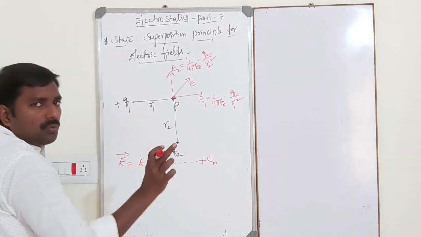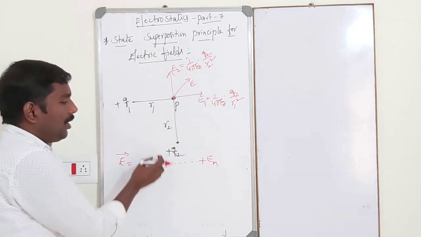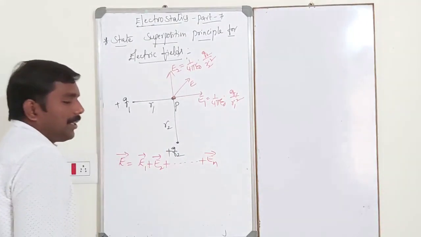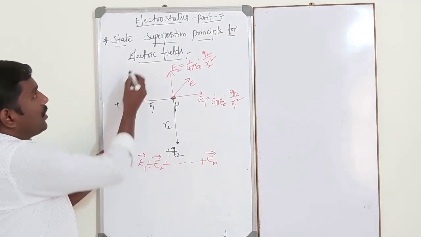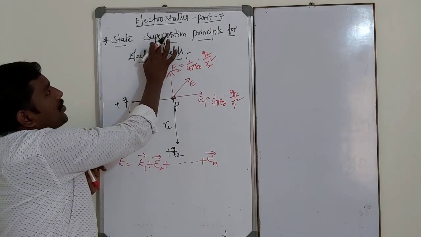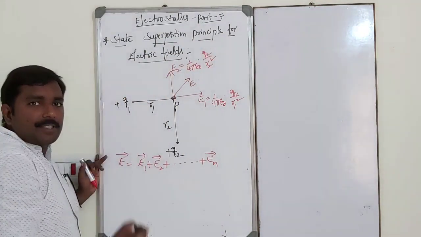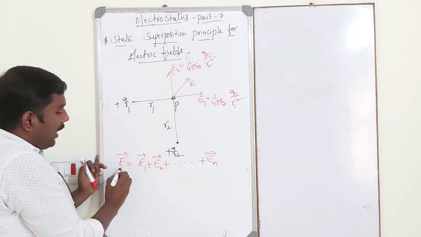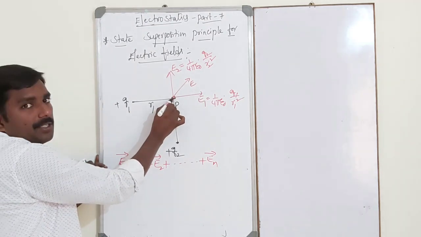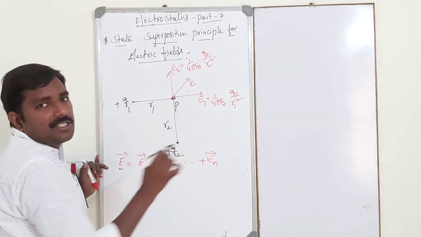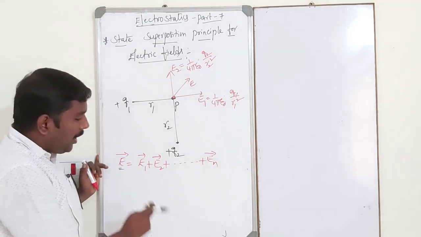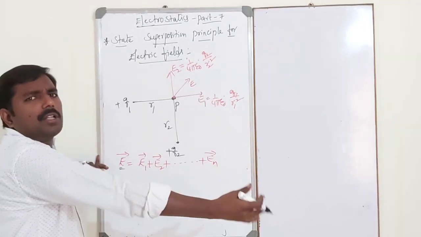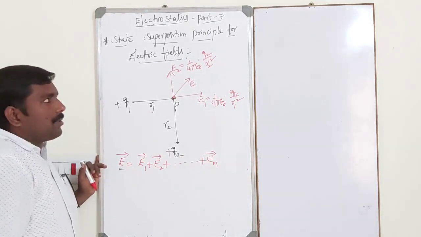Dear students, I am considering only two charges. Okay, so vector addition. Once again, I will repeat the superposition principle for electric fields. Statement: it states that the total electric field at a point due to all charges is equal to the vector sum of all the electric fields due to all charges. That is the simple statement.